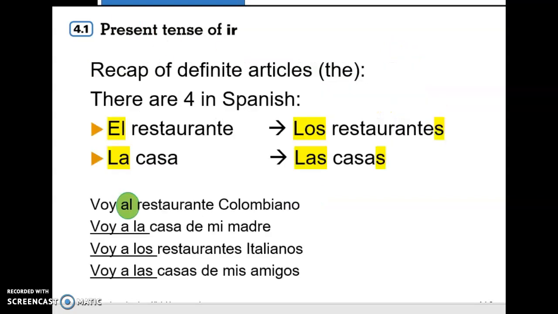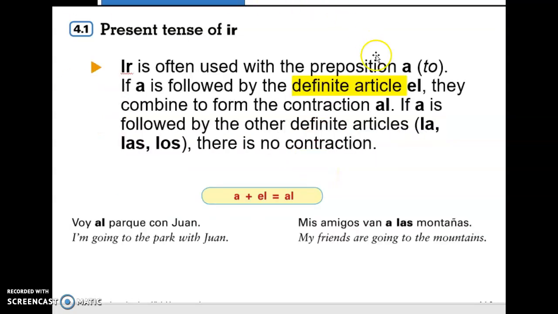So let's go here. So this is a recap of the definite articles that we have in Spanish. In English, we have the, like the house, the school, the church, or the supermarket. But in Spanish, we have 4, depending if it's masculine, singular, feminine, singular, plural, masculine, and plural, feminine, okay? So this fusion between a and the definite article is only going to happen when we have el, okay? It's not going to affect any other.